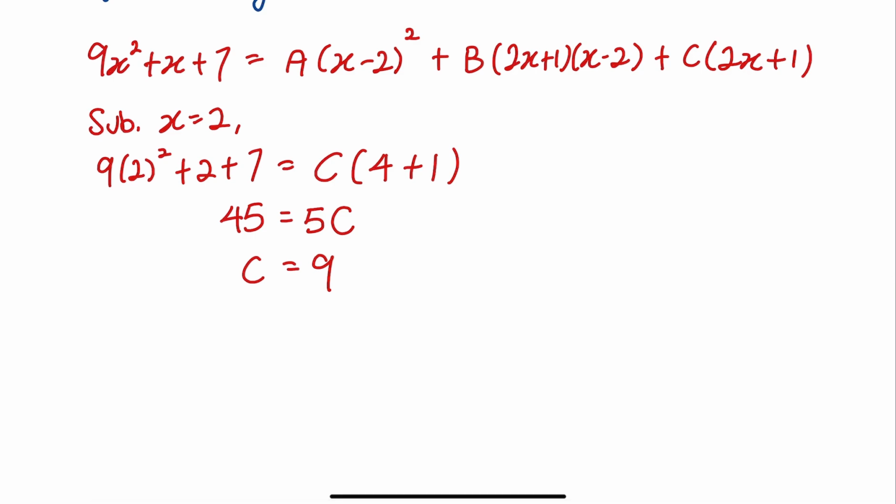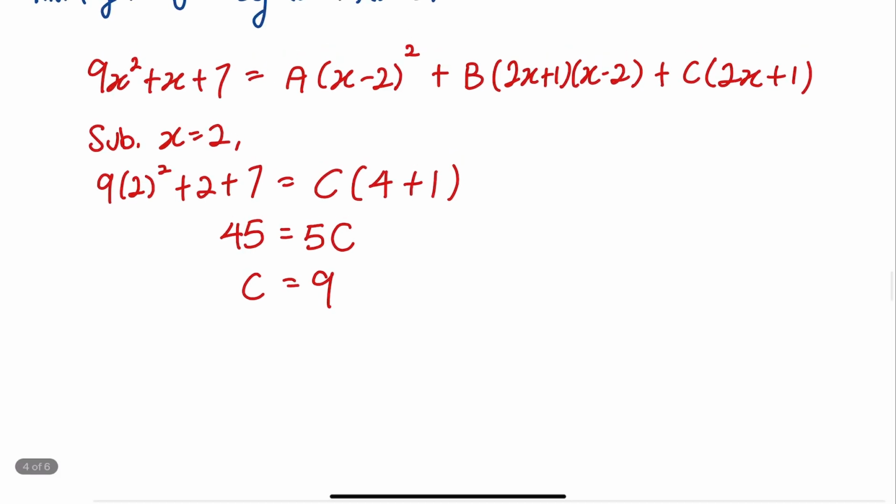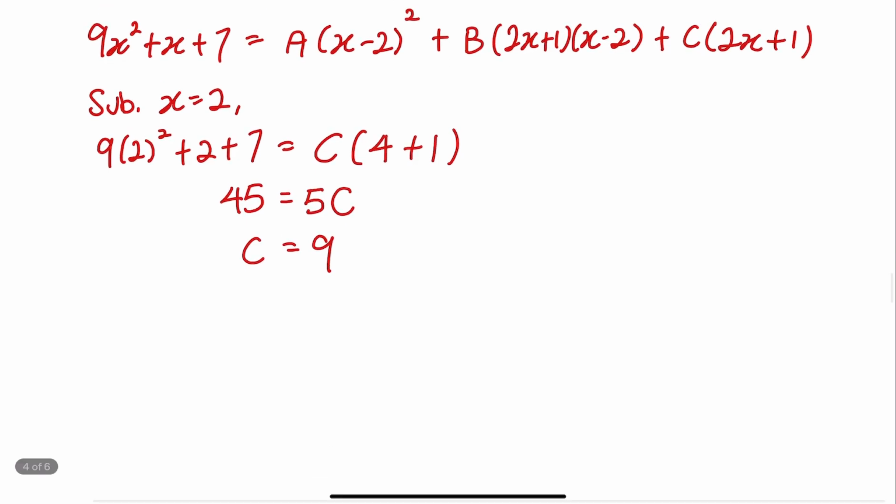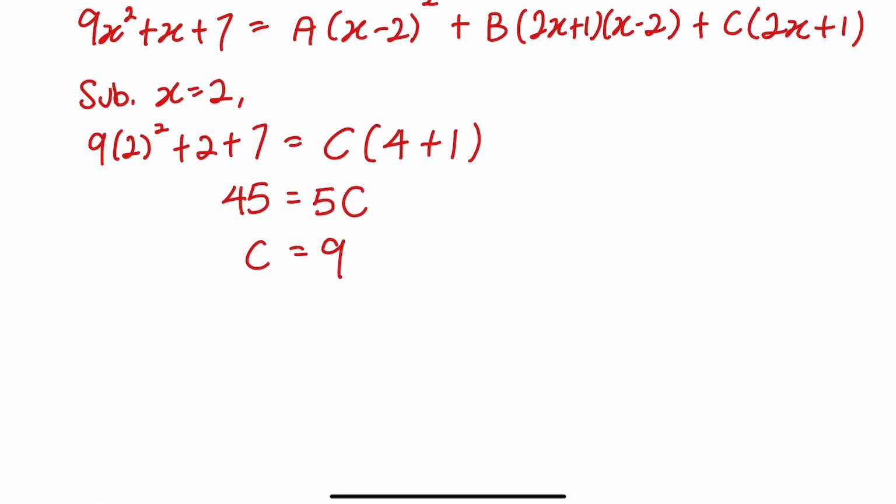Next one, what can I sub in? If I have another factor which is 2x plus 1, what value of x can you sub in to make this equal to 0? I hope you are sharp enough to see that if I sub in x equals negative half, this will become negative 1 plus 1, which will become 0. So therefore, next value I can choose, sub x equals negative half.